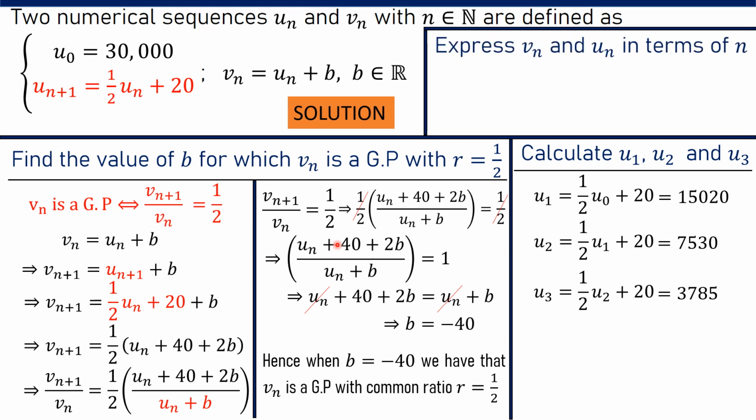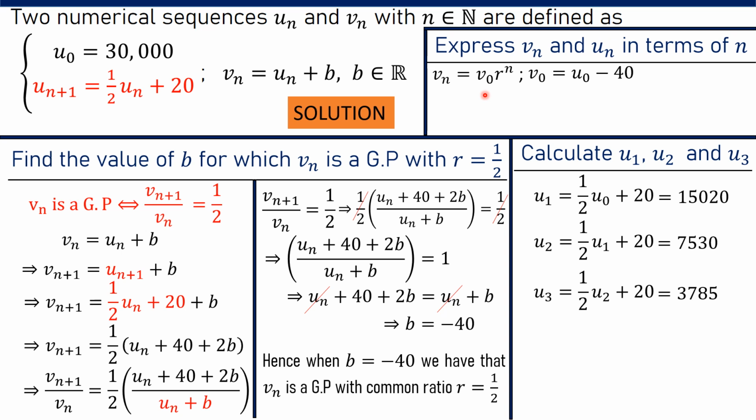Now the last part of the question is asking us to express vn and un in terms of n. So let us begin with vn. Since vn is a gp, we know the first term is v0, since we have information about u0. So the number of terms, since we are beginning from 0 to n, there are n plus 1 terms. So it means our vn will be equal to v0 r raised to the power n, where v0 is the first term and r is a common ratio.